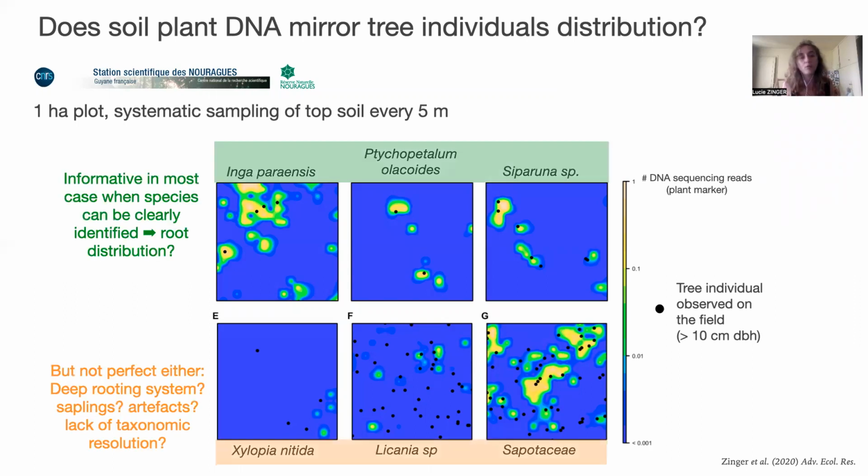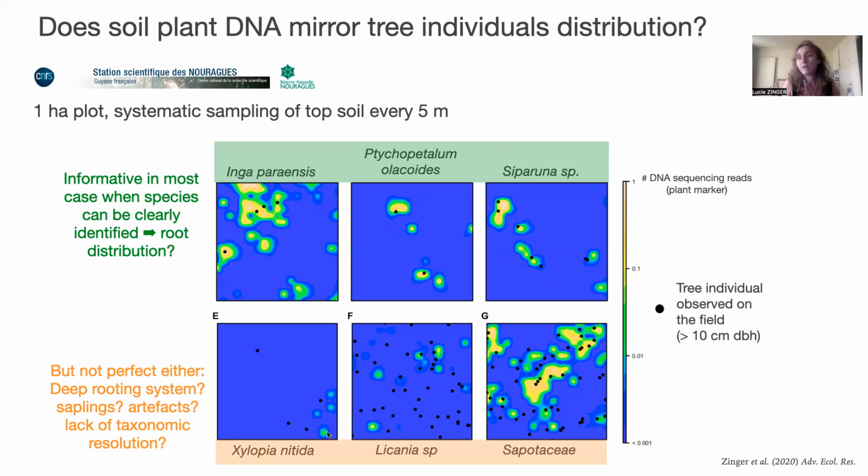In some cases, we have a very good fit between the molecular and botanical distribution. But in other cases, we have a total lack of fit. And we explain these bad results by the fact that some tree species could have a deep rooting system that makes them escape our sampling strategy as we focus on the topsoil layer. We also had some false positives in certain cases, and we explain this as the result of the presence of saplings that are not recorded in the botanical survey.